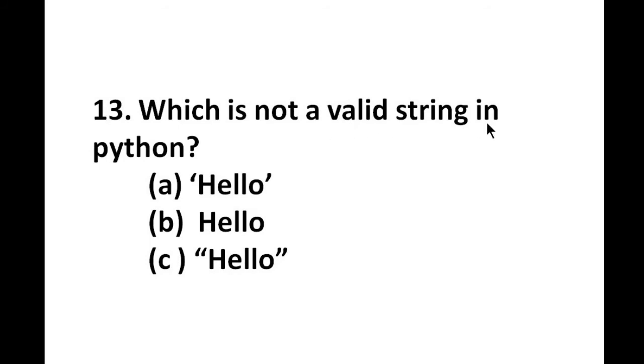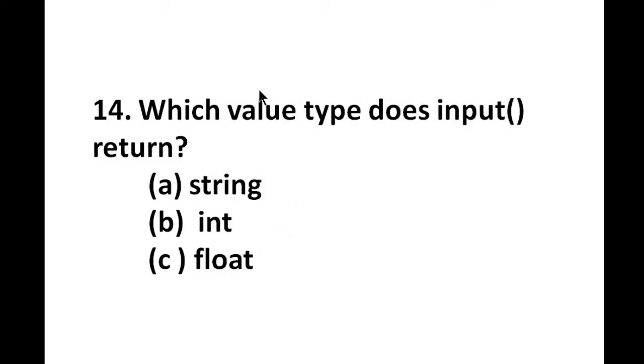Which is not a valid string in Python? Second one, B. A Python string is always enclosed in single quotes, double quotes or triple quotes. Here no quotes at all, so it is not a valid string. Which value type does input return? String. If you want to convert into some other data type, you have to do typecasting.